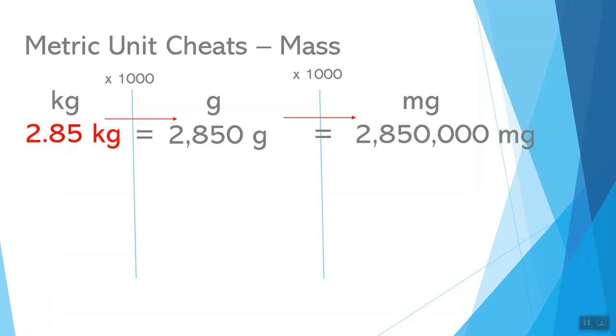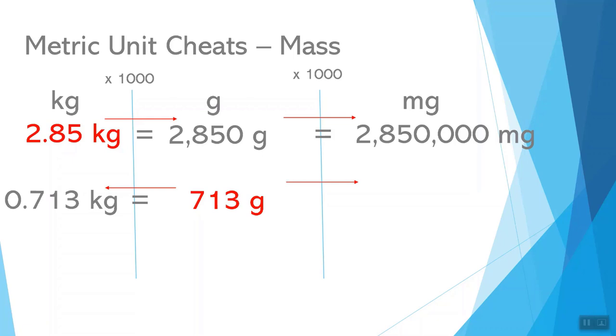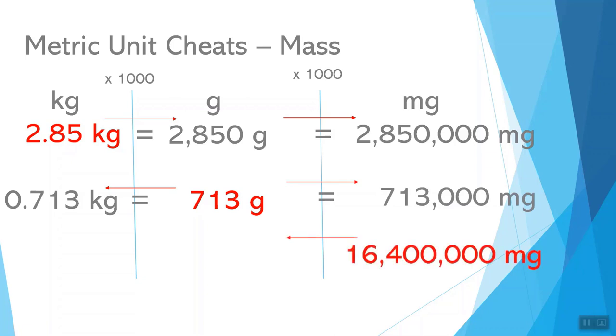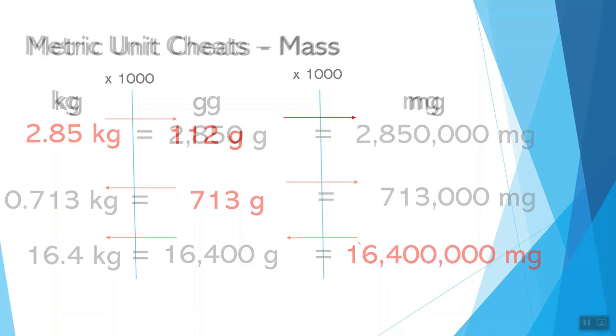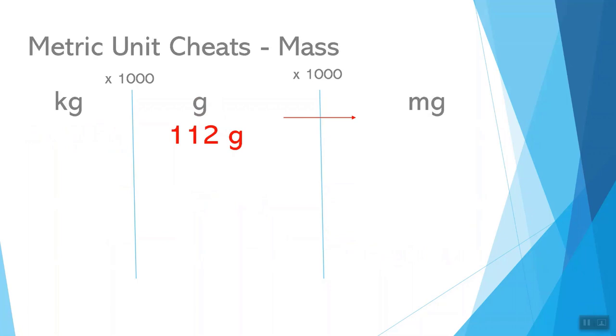So again, hopefully you're picking up on that concept: whichever column you're in, and the direction you want to go, will determine what direction the decimal place goes. 713 grams going to the left, 0.713 kilograms. Going to the right, 713,000 milligrams. 16,400,000 milligrams. If you go one column over to the left, that's 3 decimal places, 16,400 grams. Go another 3 decimal places, that's 16.4 kilograms.